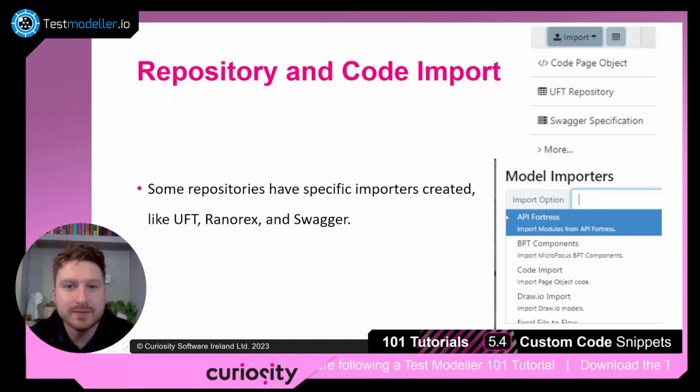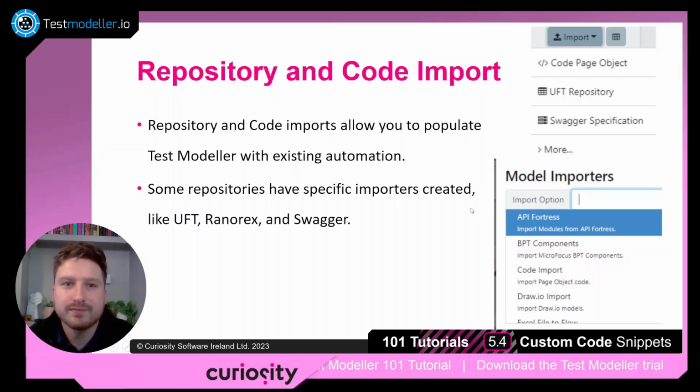Some repositories have specific importers, things like UFT, Ranorex and Swagger are all available inside Test Modeler. But these repository and code importers allow you to quickly populate Test Modeler with existing automation and existing classes that you might have already within your automation tool.